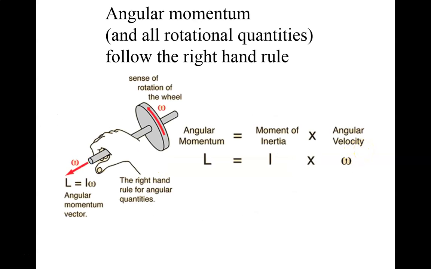Angular momentum obeys the right-hand rule just like all the other ones. Here they've got a picture of the person showing the direction of the angular momentum. Notice the fingers are curled in the direction of the rotational rate, the rotational direction, and the thumb points in the direction of the momentum vector.